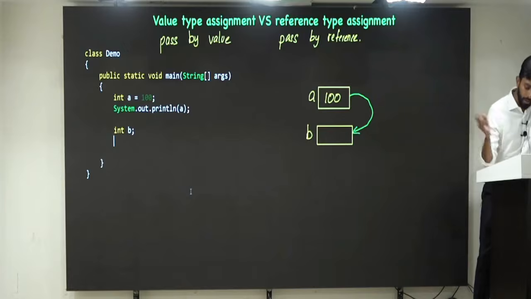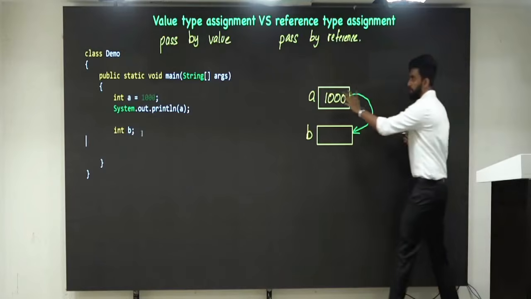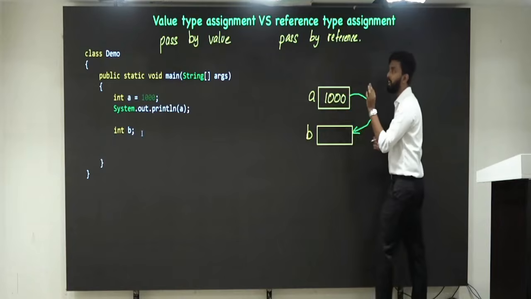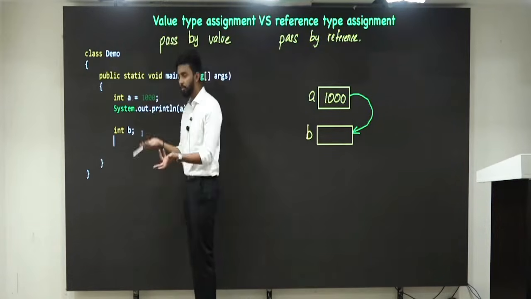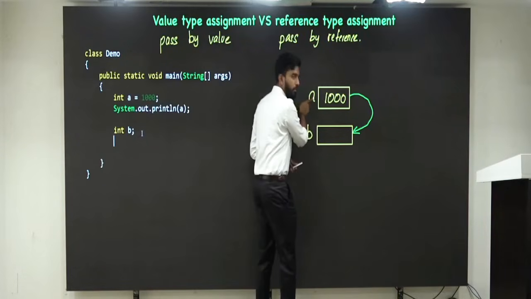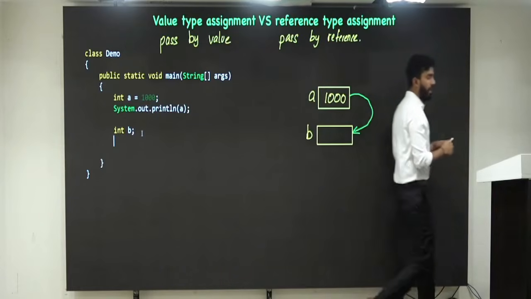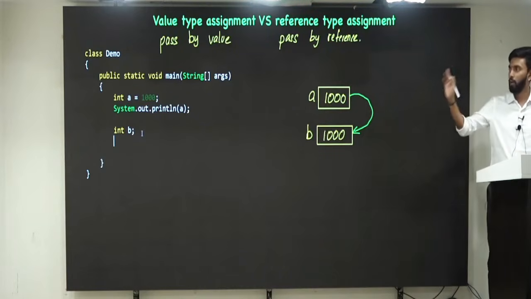Or maybe make A as 1000. Just make it 1000. Doesn't matter, 100, 1000, whatever. Watch it. What is inside A? 1000. What is 1000? Value. What is it? Integer value. It is a value. Value inside one variable, I am assigning it to another, which means 100% B also is going to get 1000. Yes or no? Proof. I will print B.